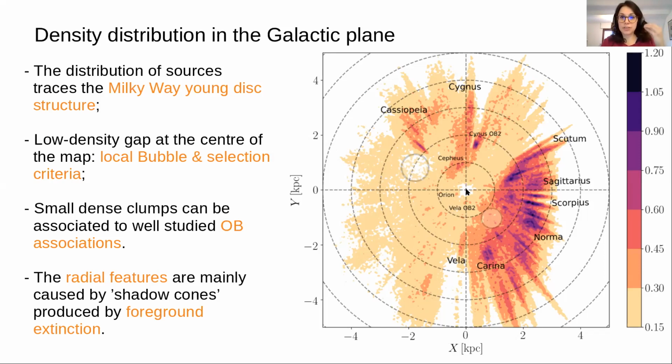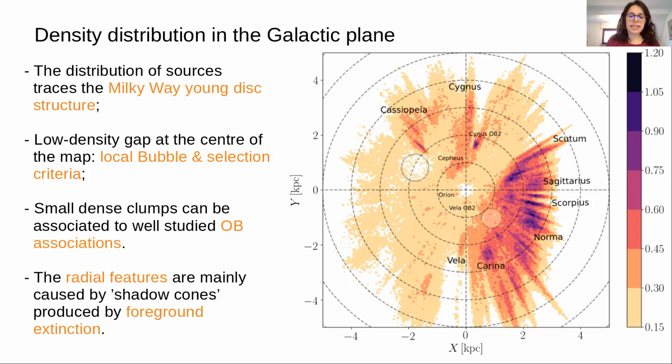There are many features that one can see in the distribution of O and B stars, and I will start by describing the features at the center of the map. At the center of the map there is the sun, and you can see that the region surrounding the sun is quite empty. This is because of at least a couple of reasons. First of all, the region surrounding the sun is filled with ionized gas, in a structure called the local bubble. And so there was not much star formation happening in the last 50 million years, probably in the 200, 300 parsec around the sun.